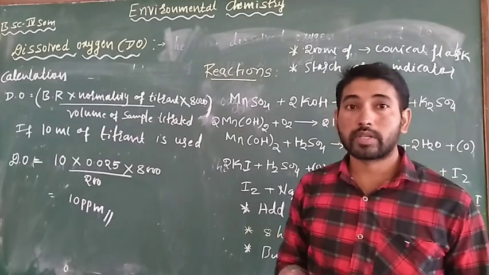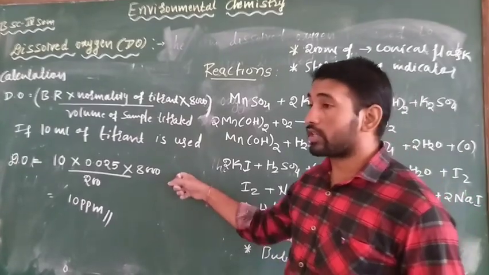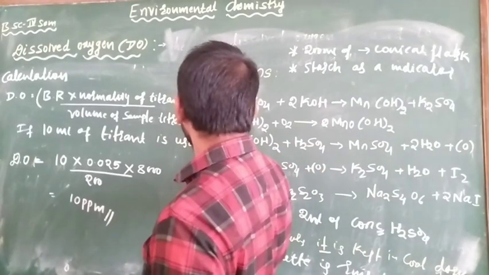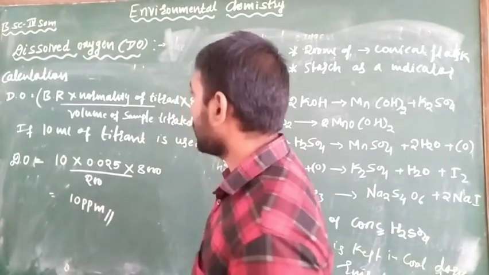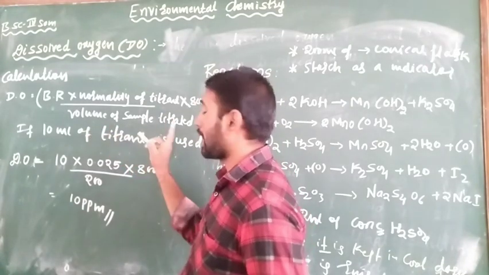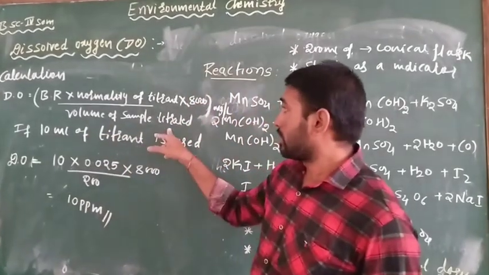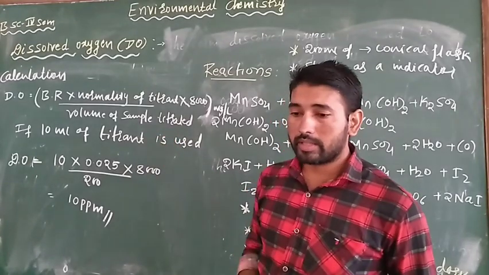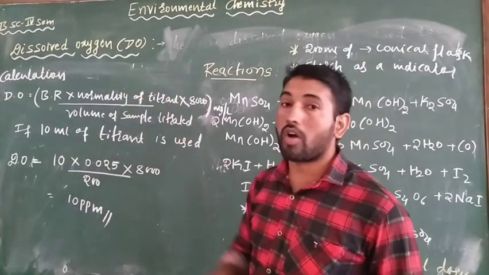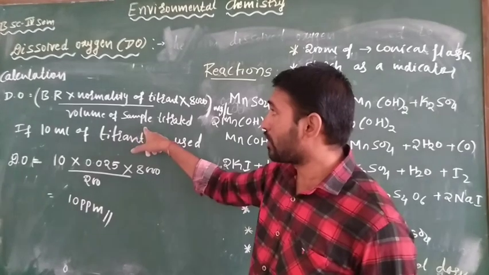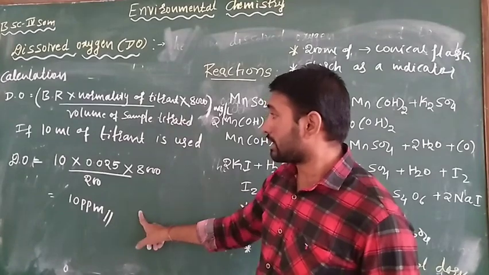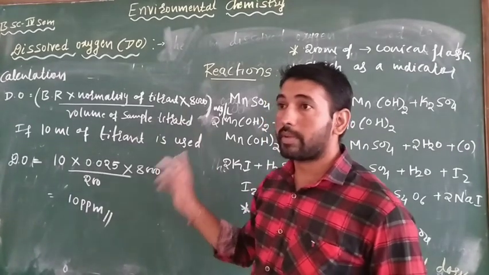There are 6 to 7 points to write, and then go for the calculation formula. It is in mg per liter: burette reading times normality of titrant times 8000, divided by volume of sample titrated. Or they may ask for 2 marks: write the formula for determination of dissolved oxygen. Then you only have to write the simple formula. If they ask for 5 marks, you have to write all these things. This may be asked as a 5 marks question.